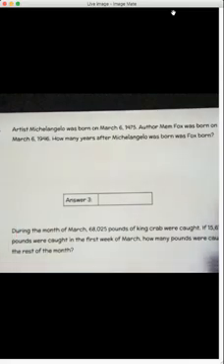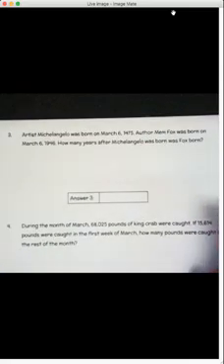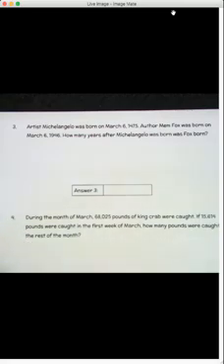Okay, number 3 says, artist Michelangelo, you thought he was one of the Ninja Turtles, didn't you? He's an artist. Was born on March 6, 1475. Just a little after Mr. Taylor. Don't tell him I said that. Author Mem Fox was born on March 6, 1946. How many years after Michelangelo was born was Fox born? What? How many years after Michelangelo was born was Fox born?